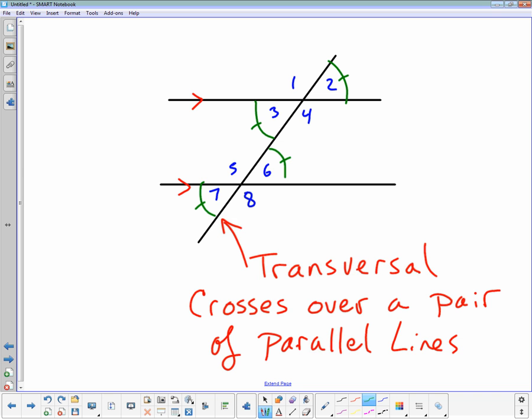All right, now what about 4? How do you think 4 is related to 2? Does 4 and 2 have anything in common? Really? What's the word? They're not congruent. Take a look. One's big, one's small. Supplementary. What's the special name? What's the special pair that we call that? Because they make a straight line. Say it. Linear pair. They are a linear pair. And linear pairs are, what's the word? Supplementary. Excellent.